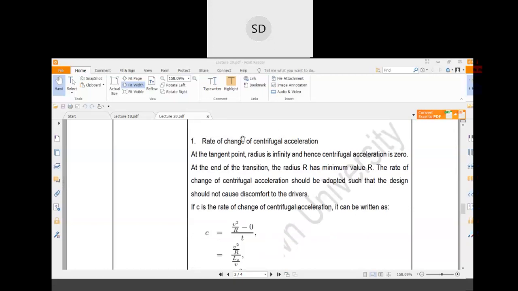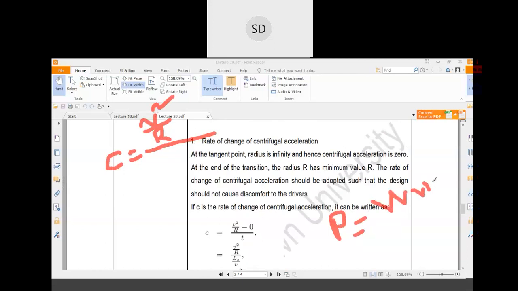Now, the first condition is the rate of change of centrifugal acceleration. If the rate of change of centrifugal acceleration is C, then, basically, your centrifugal acceleration is v square divided by r. Your centrifugal force P is Wv square by gr, but your centrifugal acceleration is only this term, v square by r.